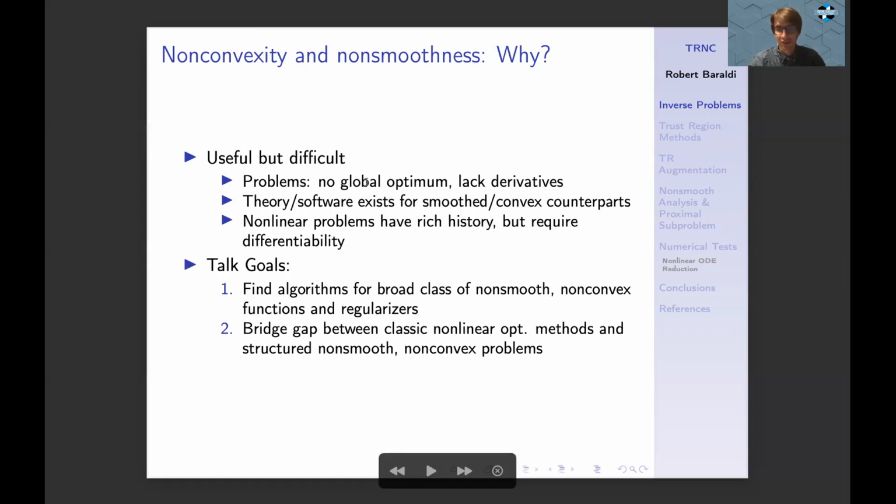The problem is that, like I said, there's no global optimum, or you can't effectively take a derivative. Theory and software exist for smooth and convex counterparts. Nonlinear problems also have a very rich history, but they require differentiability. So we want to merge the nonlinear issues with these non-smooth, non-convex structured problems. The goal of this talk is to find an algorithm for a broad class of non-smooth, non-convex functions and regularizers, and bridge the gap between classic nonlinear optimization methods and structured non-convex, non-smooth problems.